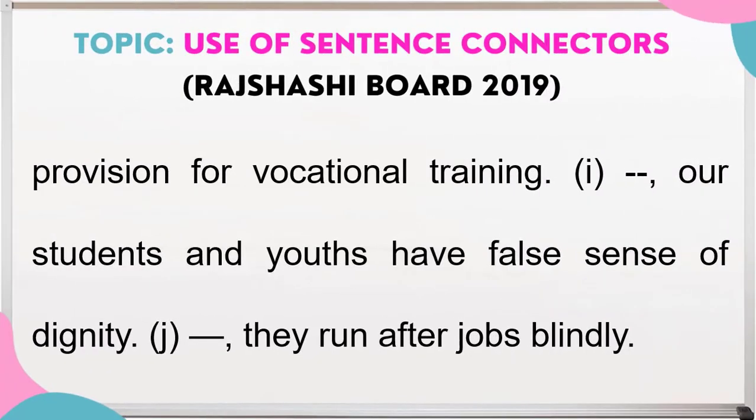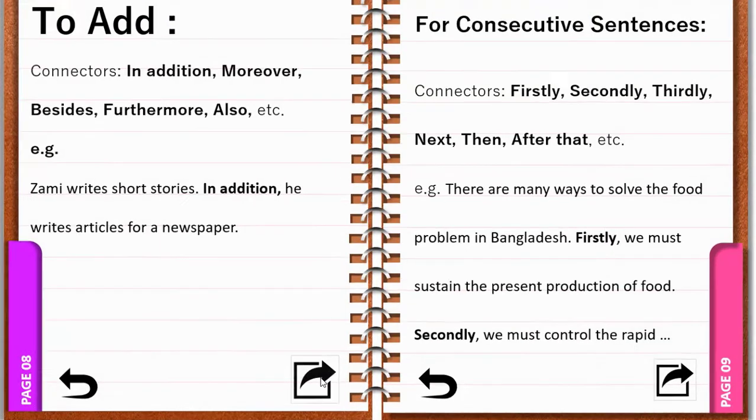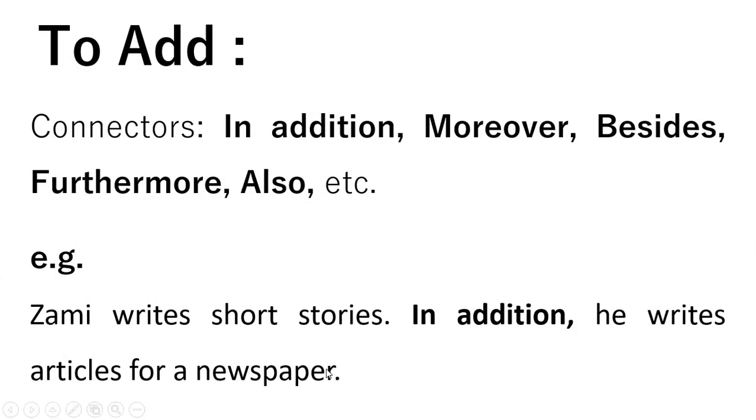Question I. Our students and youths have a false sense of dignity. This sentence of question I indicates addition. Probably you have answered correctly this time also. So let's match your answer with the answer given on the screen: besides or moreover. Let's get in for details. To add, connectors: in addition, moreover, besides, furthermore, also, etc. For example, Jamie writes short stories. In addition, he writes articles for a newspaper.